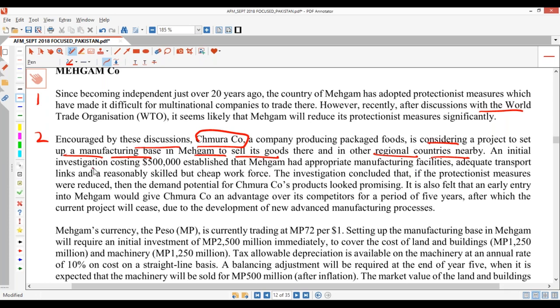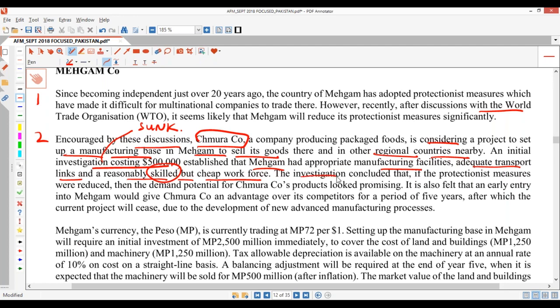Initial investigation. This is going to be sunk cost usually. Just mention that in the assumptions paragraph. Assume this is sunk cost. It established that MEGAM had appropriate manufacturing facilities, adequate transport links, reasonably skilled but cheap workers. All these are good news. Skill is good news. There's not much of a risk, but you can also say a risk is that you need to give them enough training just to make sure they are on par.